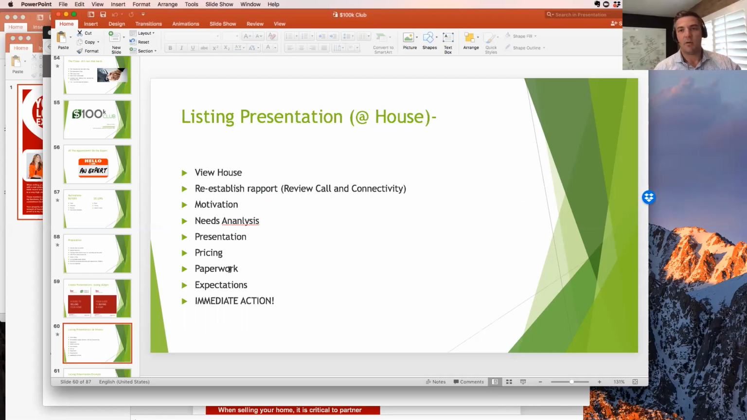Now, there are two real objectives to doing this. Number one is I want to see if there's anything about the house that's going to directly affect the pricing I've already predetermined as the actual value of the house.